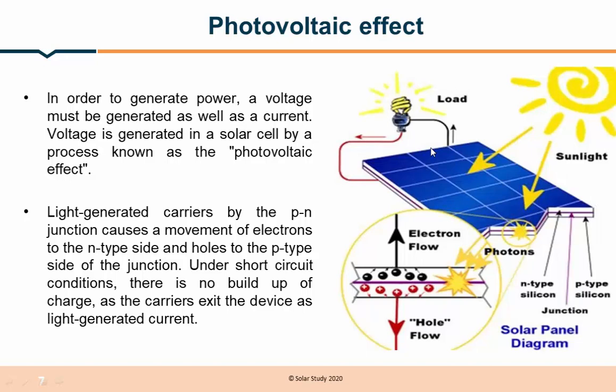So in this image we can see the basics of a solar cell. What does it contain? The sunlight is incident on the solar panel. There are two layers, p-type and n-type, and in between them is the p-n junction. This is the solar panel diagram.